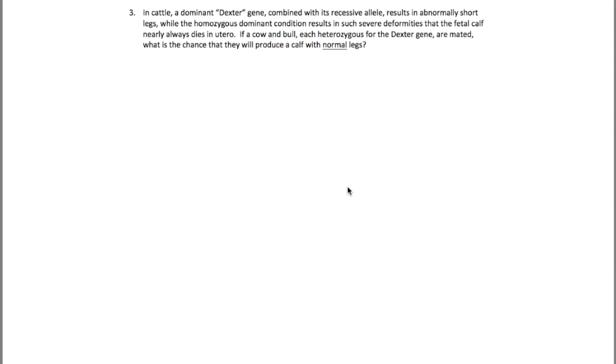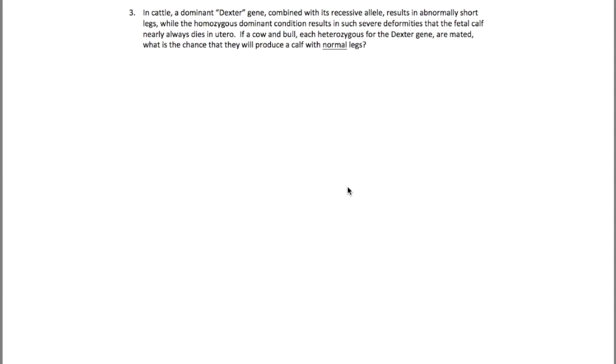says, in cattle, a dominant Dexter gene combined with its recessive allele results in abnormally short legs, while the homozygous dominant condition results in such severe deformities that the fetal calf nearly always dies in utero. If a cow and bull, each heterozygous for the Dexter gene, are mated, what is the chance that they will produce a calf with normal legs?